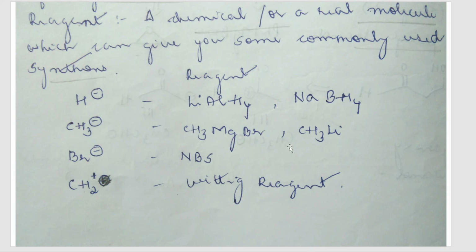So you can use Grignard's reagent or CH3Li. Here you know that lithium will go out as Li plus, so you will get CH3 minus. Same way, if you want Br minus, then you can use N-bromosuccinimide, where you can get bromine as Br minus. And if you want CH2 plus, then you can use Wittig reagent. So these are some of the common reagents. Depending upon what type of synthon you want, you can use that type of reagent.